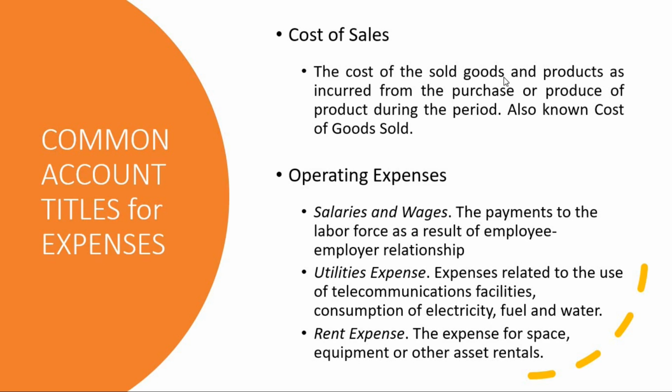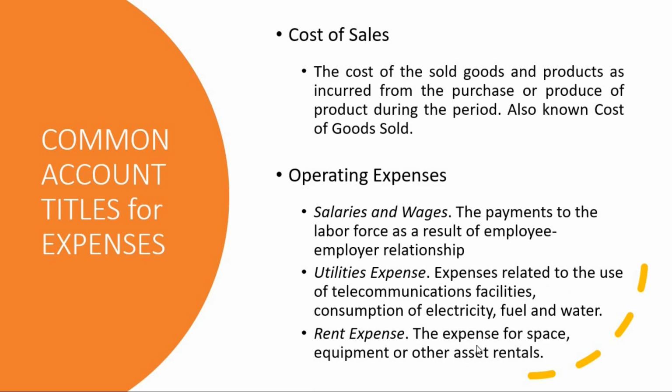So, how much is the amount, how much is the value of the goods you sold. For operating expenses, these are the common ones. First, we have the salaries and wages. So, we are familiar with that, it is what we use to pay for the services of employees. For utilities expense, these are for telephone, electricity, fuel, water. So, these are utilities expense.